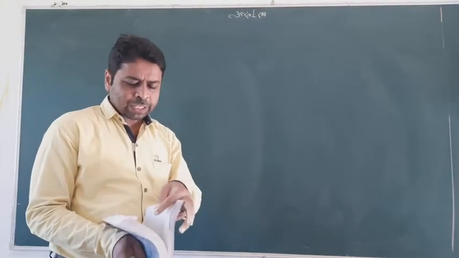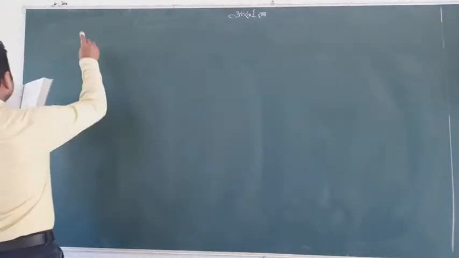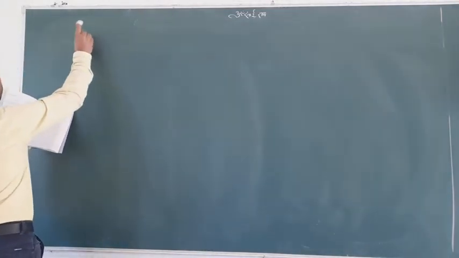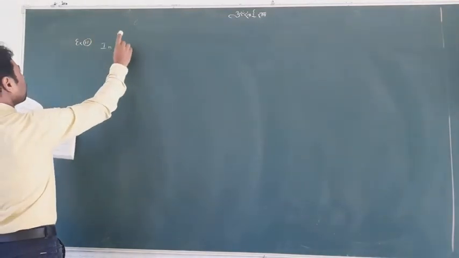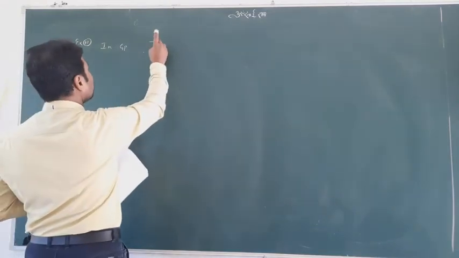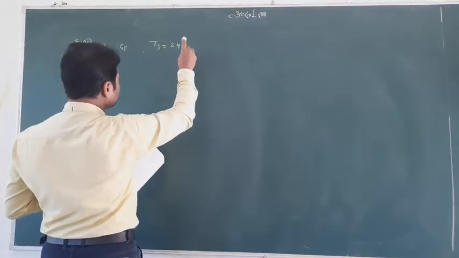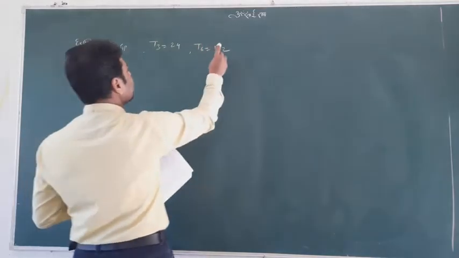Example number 10, recently done. Now I'll go with example number 11. Question says, in a GP, the third term is 24 and the sixth term is 192. Find the 10th term.